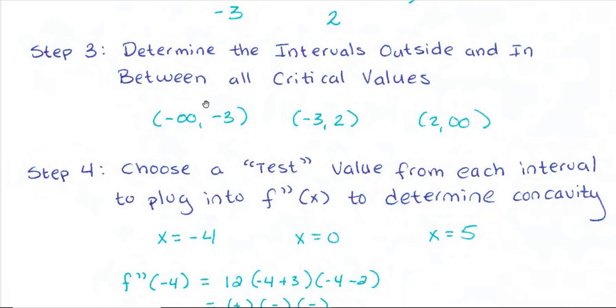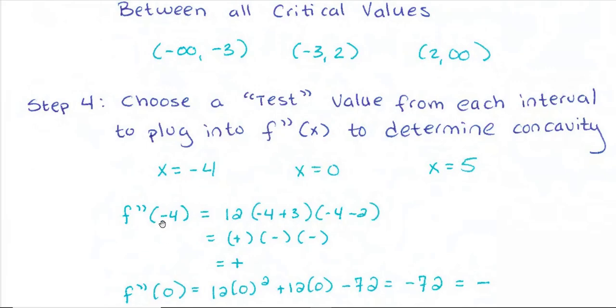The second derivative is either positive or negative on this entire interval, which means your function is either concave upwards or concave downwards on this entire interval, because the only place it can change is at the critical values negative 3 and 2. So when I plug in negative 4, I get 12 times negative 4 plus 3 times negative 4 minus 2. And the number it turns out to be is irrelevant. You don't even need to calculate it.